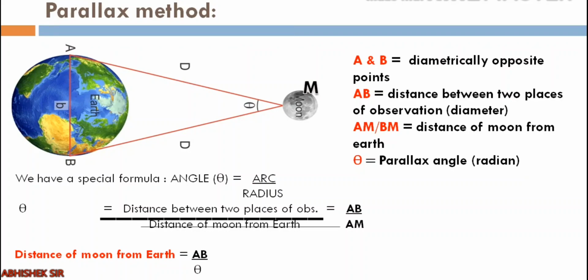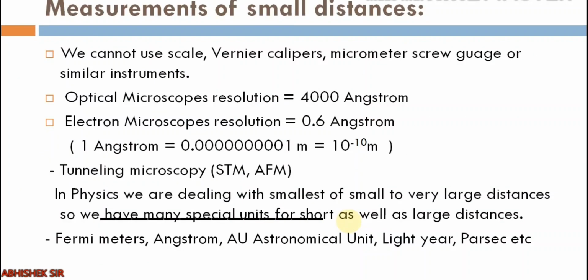So we will use a very small formula. That formula is shown: angle theta equals arc upon radius. This is the only formula. Remember, angle equals arc upon radius. Clear? Now this theta equals, what is the arc? In place of arc we are writing the distance between two places of observation. So here AB is the arc. Below it is the radius, so that is the distance of the moon from the earth, that is our AM or BM.